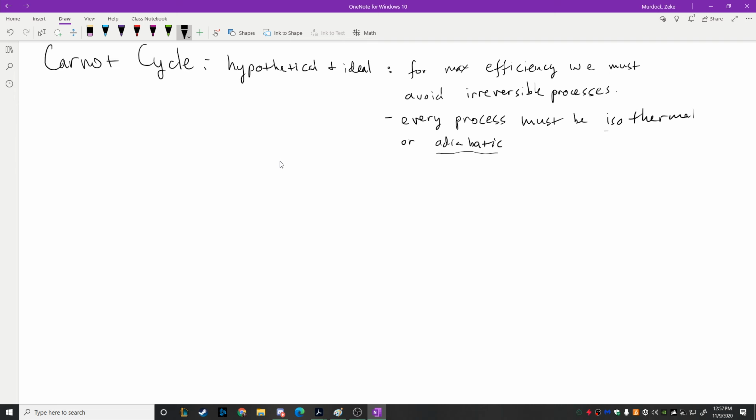But it doesn't matter, because even with, just as a preview to where we're going here, even with these assumptions, there's still going to be an upper limit to the efficiency of an engine. That's what's amazing about this: even when you get rid of all of the irreversible processes, there's still going to be an upper limit to the efficiency.